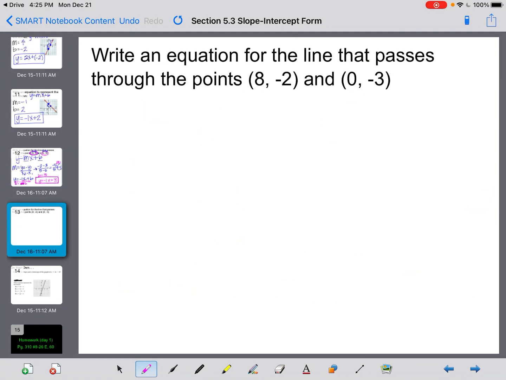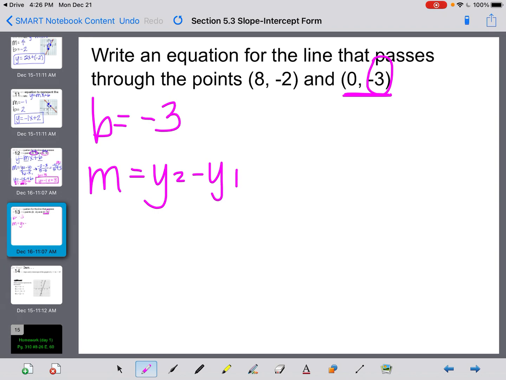All right, last one. Write an equation for the line that passes through these 2 points. Remember, if we have a 0 in the x place and a negative 3 in the y spot, that's going to be your y-intercept right here. So our b is going to be negative 3. But our slope we're going to have to solve with our equation y2 minus y1 over x2 minus x1. So I'm going to label them x1, y1, x2, y2, and plug it in.